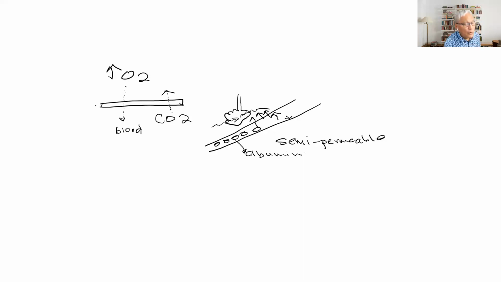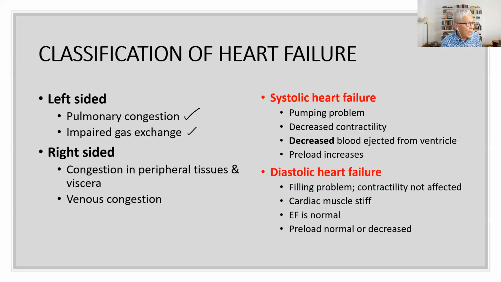However, now you have a situation wherein you put fluids in the interstitial spaces. So you now have fluid over here. You make it much more difficult, therefore, for oxygen to come in and carbon dioxide to go out. And that is the reason why you have impairment in gas exchange. Okay, so that's left-sided heart failure.